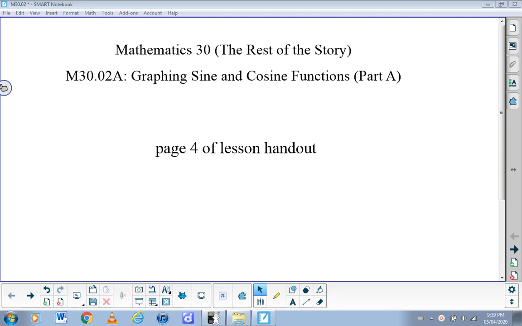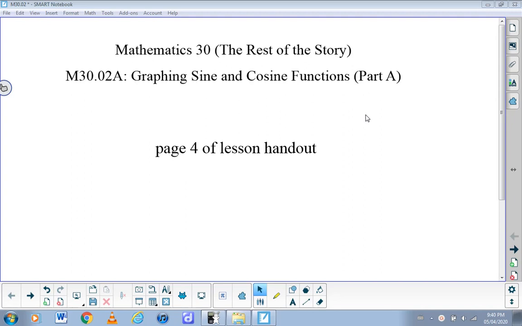We're going to be looking today at lesson 30.02, part A, where we're graphing sine and cosine functions. We're going to be looking at the very basic function y equals sine of x and the other basic function y equals cosine of x, and then graphing transformations of them when there are vertical and horizontal stretches and reflections. I believe that this is page 4 of your lesson handout.